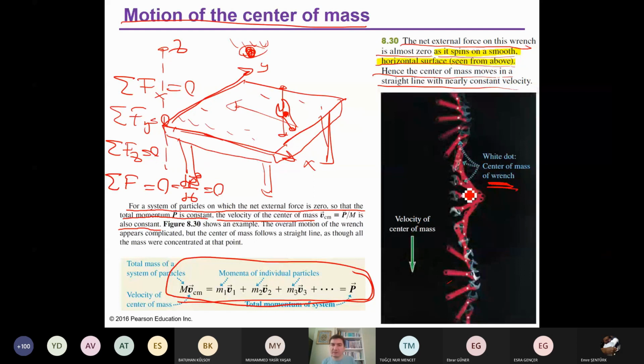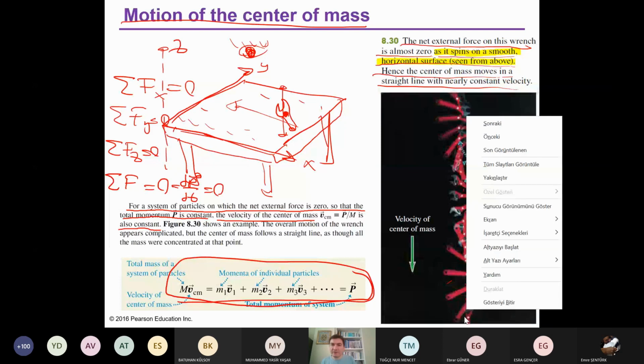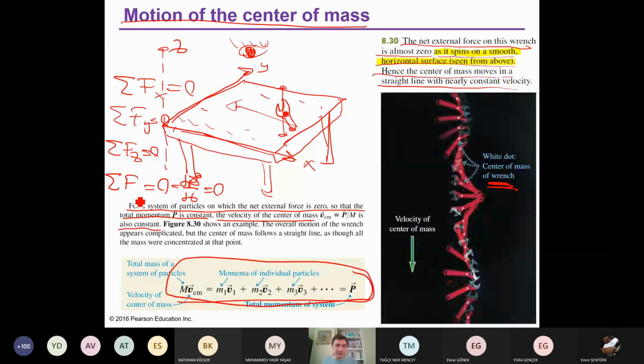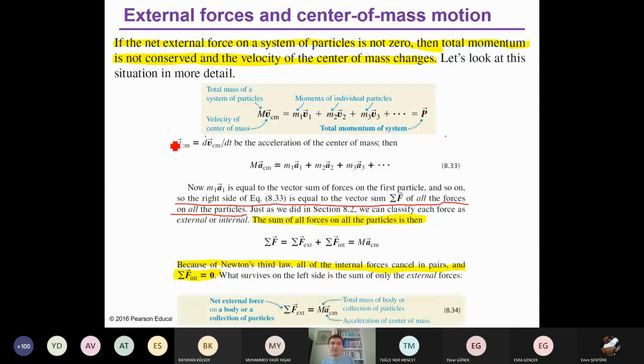So what you see here is the center of mass moving with nearly constant velocity. Why is the velocity constant? Because the net force is 0, then momentum is conserved, so momentum is constant. If the momentum is constant, then the velocity is constant. Velocity does not change. Here, let me continue with the external forces and center of mass. Be careful with this part.